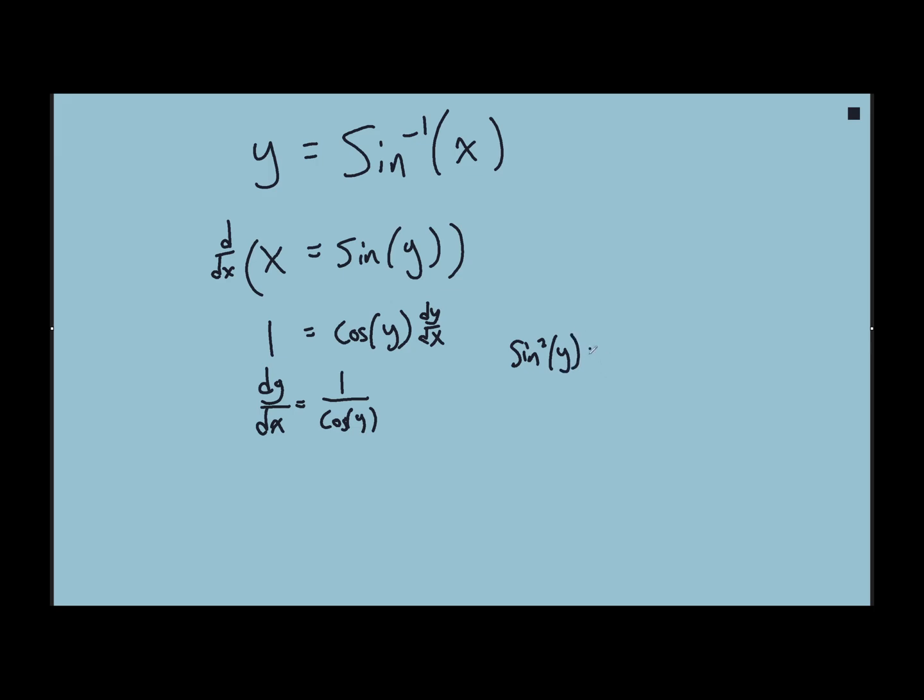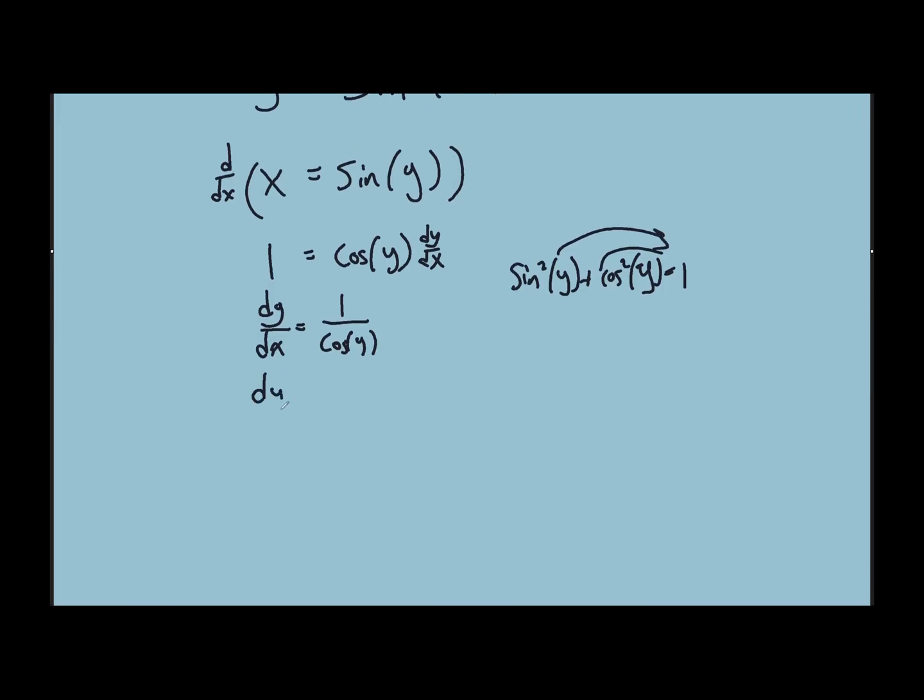Sine squared of anything plus cosine squared of that same thing is equal to 1. So if I want to replace cosine of y, you've got to move this over and take a square root, and you're going to end up with dy/dx equals 1 over the square root of 1 minus sine squared y. That doesn't seem to help much, does it? But look at this. We know what sine of y is, and it's right here as well. It's just in squared form.